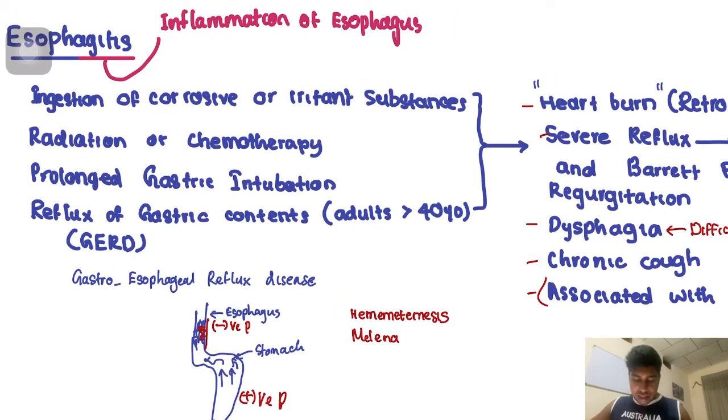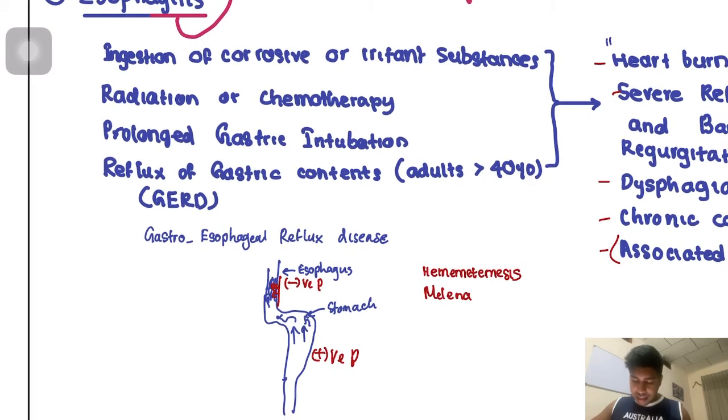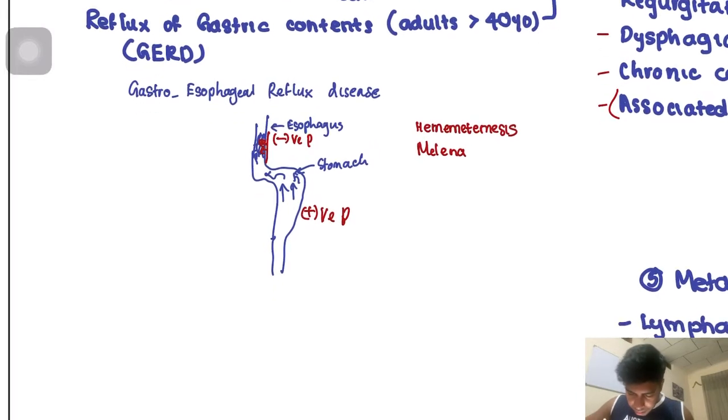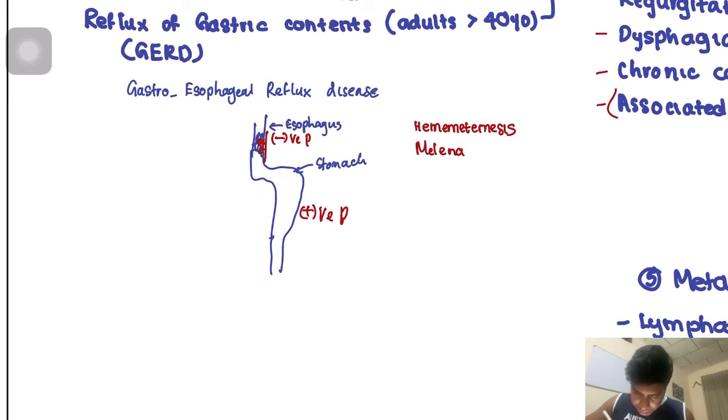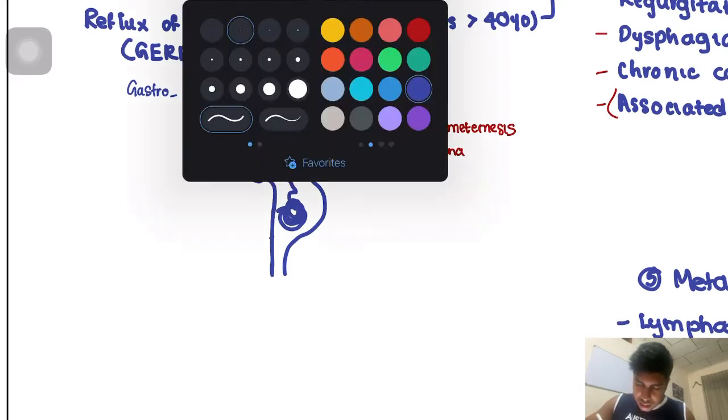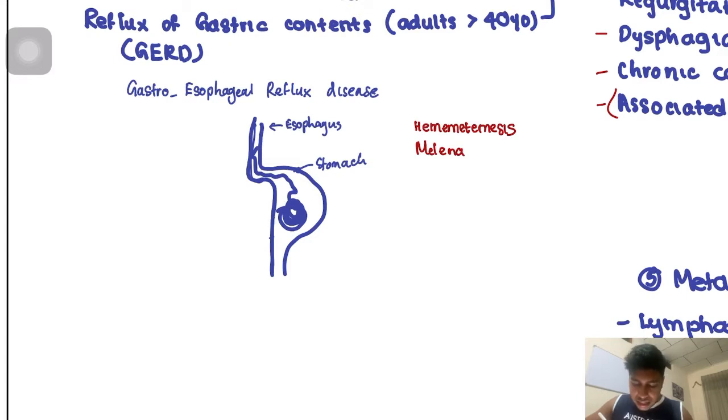And another condition is called GERD, gastroesophageal reflux disease. It's the same concept we learned under Barrett's esophagus. Basically, reflux of gastric contents. And it's usually seen in adults over 40 years of age. So what happens here? Let me draw it. So we have the stomach here, and the contents can come up through this. And remember, once substances are in the stomach, they're mixed with gastric acid. So it will literally burn the wall of the esophagus. Okay.